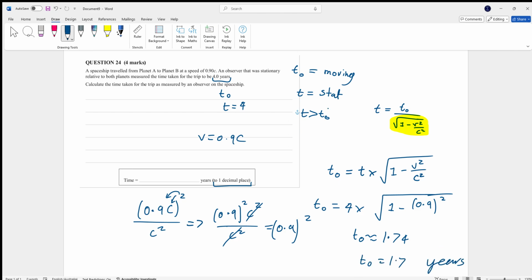Now does that match our idea up here? They had T equals 4 and we just worked out T-O is 1.7. Yes, that matches that idea here. 4 is greater than 1.7, so yes, we know we're in the correct answer.